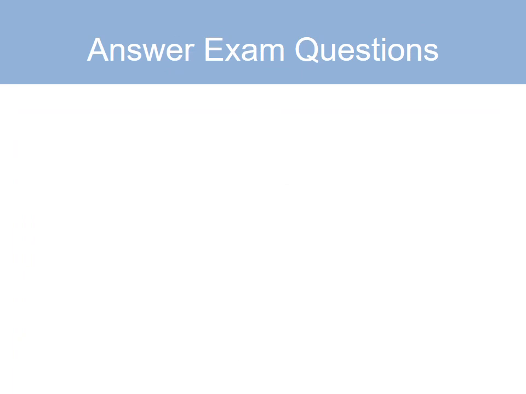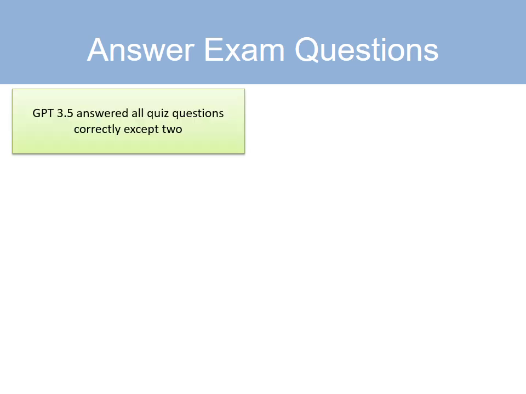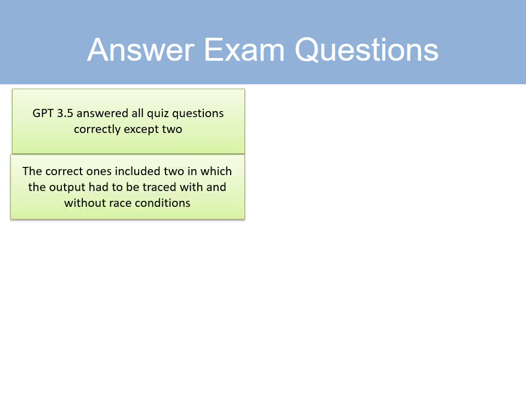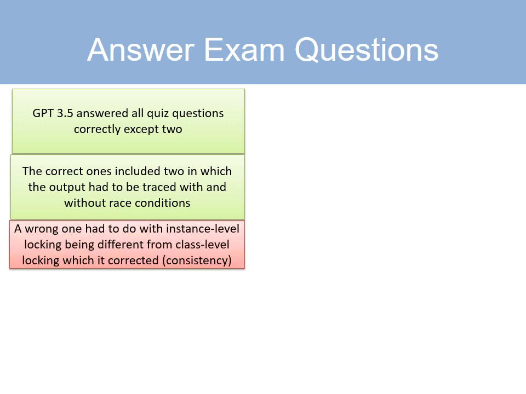Then I had some exam questions in my course also. So I said, let's see how these guys do with my exam questions. 3.5 answered all questions correctly except 2. And you can look at the glass half full or half empty, right? I'm looking at the glass half full. The correct ones had to trace unsynchronized code and explain what output you would get. And it did that perfectly. Tracing synchronized code is not so hard.